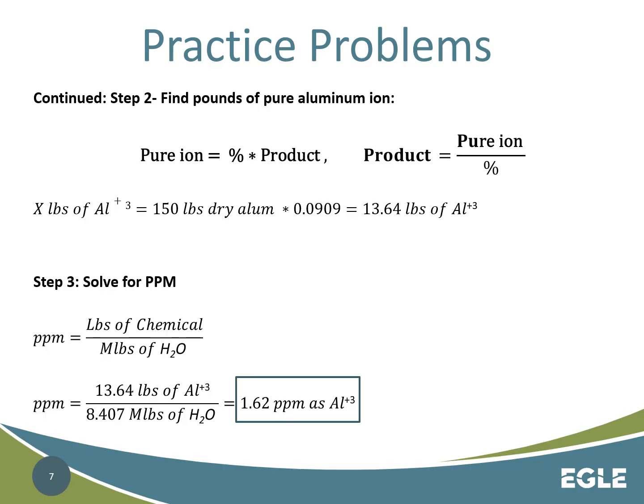The next part, you use your part per million equation in those two forms. What is it asking me? In this case, it's asking us for the concentration of aluminum ion. But if it was asking how many pounds of the chemical I need, the part per million equation can also be written in a different form to find the pounds of chemical to achieve a certain concentration. In this case, our part per million concentration of aluminum ion is 1.62.